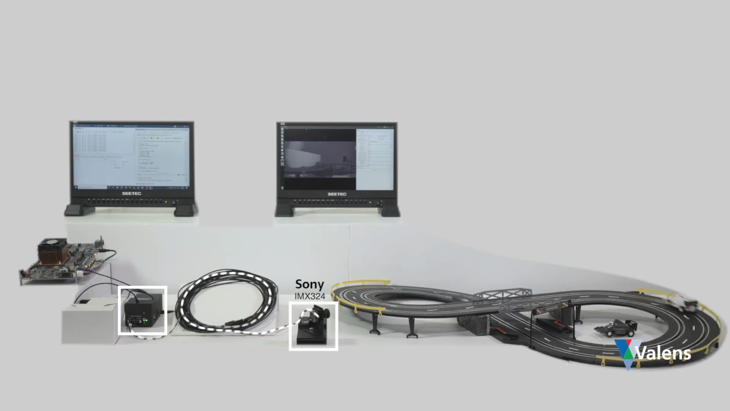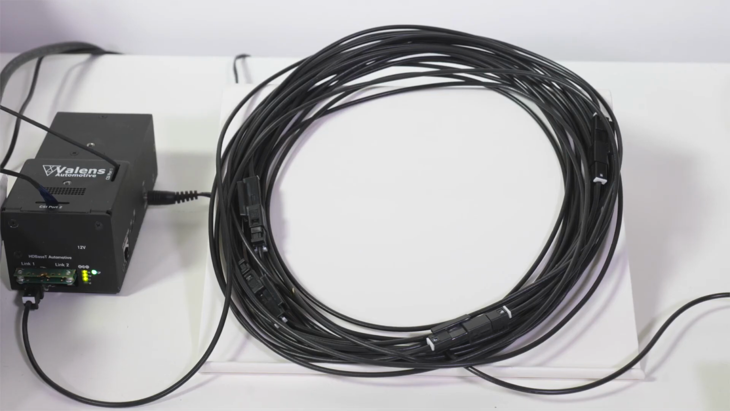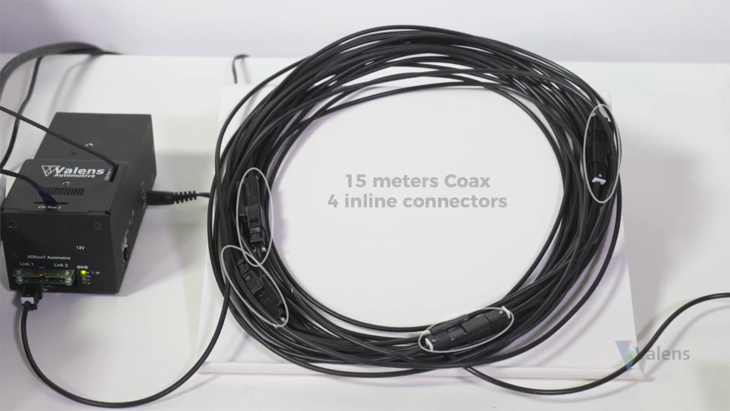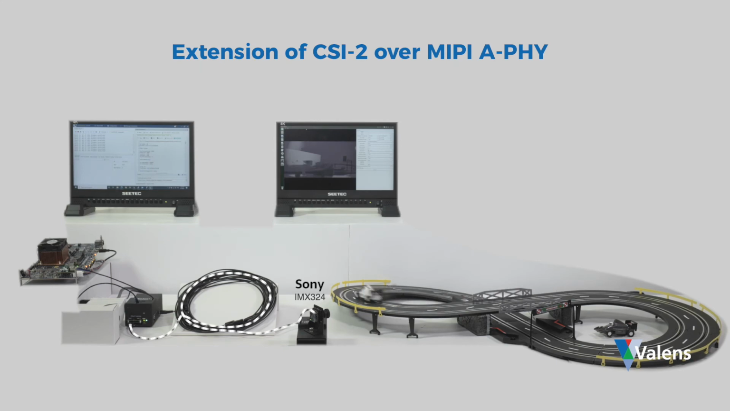An existing Valens automotive PHY paired with an FPGA. So we connect our VA7000 modules via one coax cable. I should mention that the cables can be up to 15 meters long with up to 4 inline connectors. Let's check out the results on the far side of the cable.